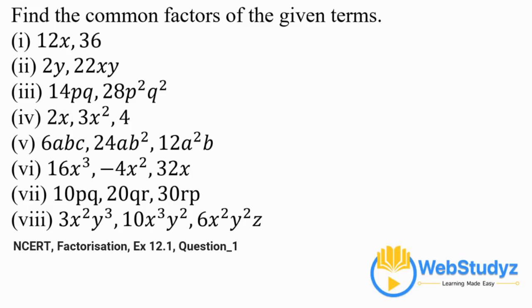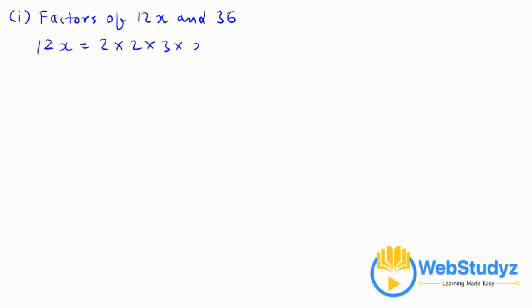Find the common factors of the given terms. So let's start the solution. In the first, we need to find out the factors of 12x and 36. So factors of 12x will be 2 into 2 into 3 into x. Similarly, factors of 36 will be 2 into 2 into 3 into 3.